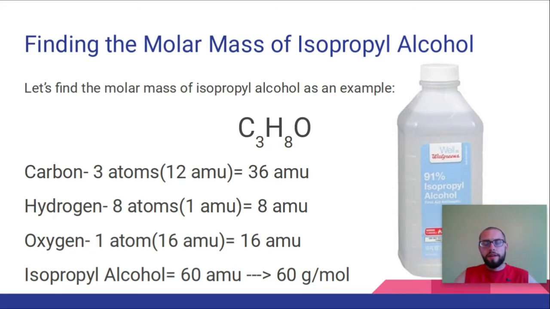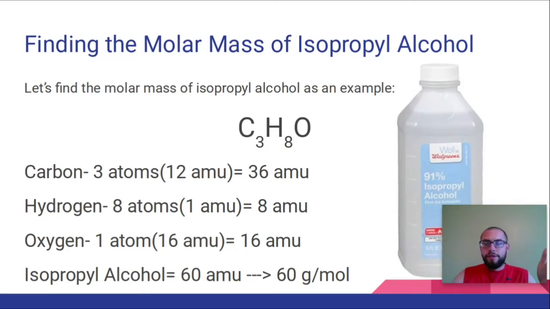So 3 atoms of carbon, each atom is 12 atomic mass units. That's 36 AMU. 8 times 1 is 8. 1 times 16 is 16. I add up all those subtotals to get 60 atomic mass units. So 1 molecule of rubbing alcohol is 60 atomic mass units. That's microscopic. That's too small. If I bring it up to the macroscopic level, I can say that 1 mole of rubbing alcohol is 60 grams. 60 grams is something much more tangible, something I can measure, and that makes a difference.